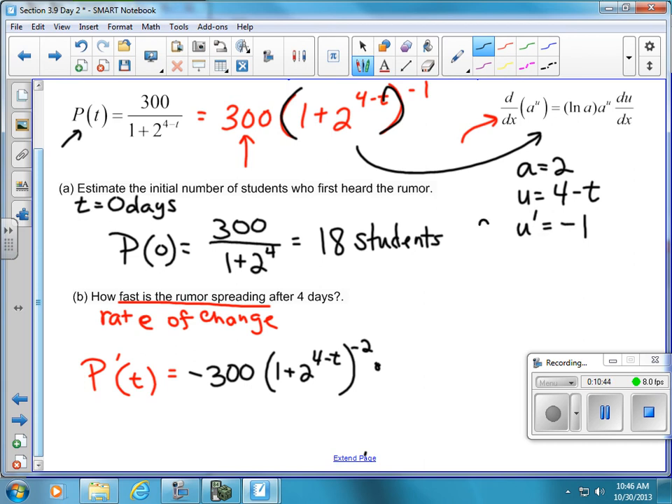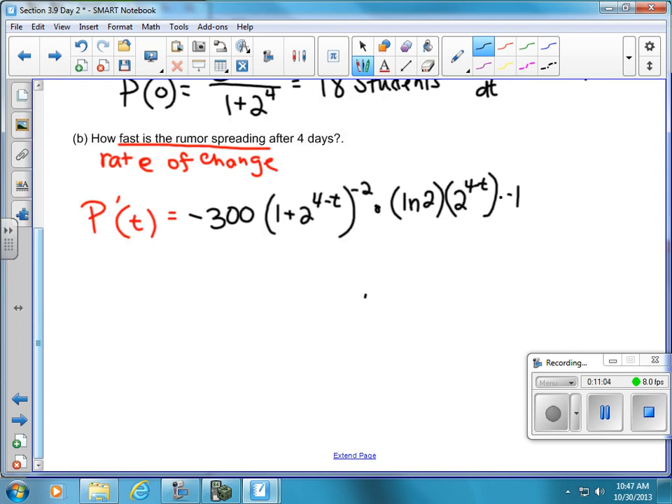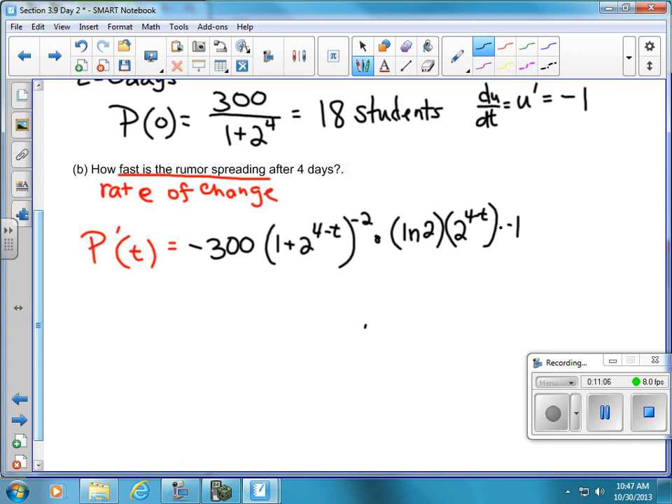We're taking the derivative of u with respect to t. So the derivative of that is -1. Let's write down what we end up with here: ln of 2 times 2 to the 4 minus t, times a -1. We can multiply this out, I guess, or you can just start plugging in 4, because that's what we want to know: when t is 4.